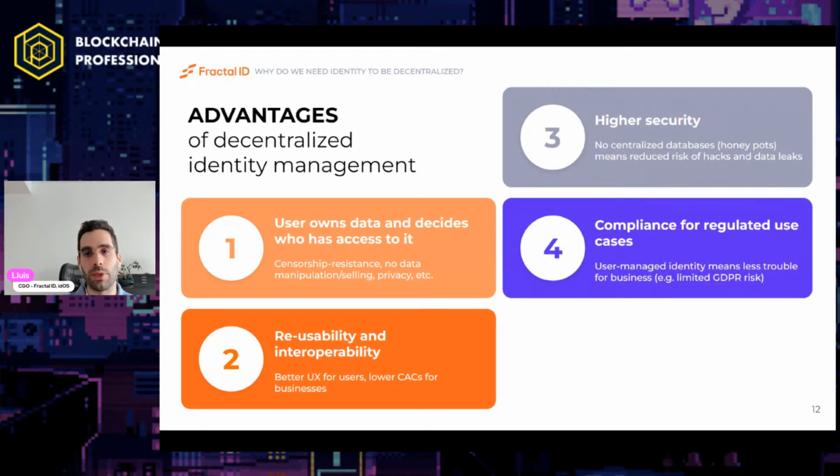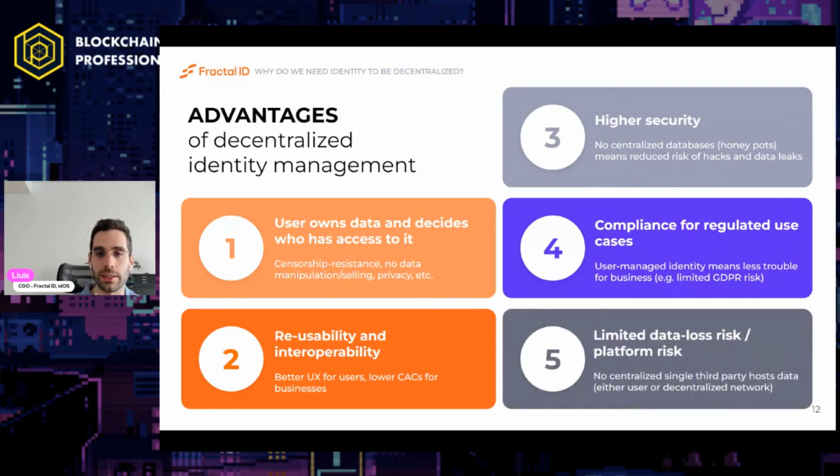Another element is compliance for regulated use cases. The fact that identity in a decentralized way is user managed limits a lot the exposure of companies for GDPR or for financial regulation rules. So that's something that in general helps businesses to manage their users and their data.